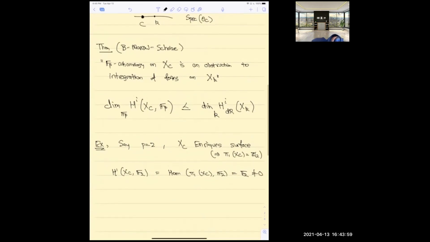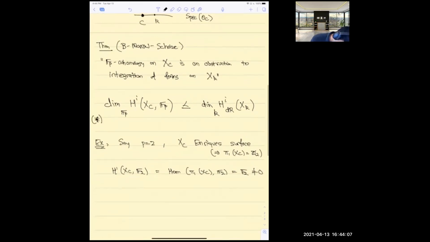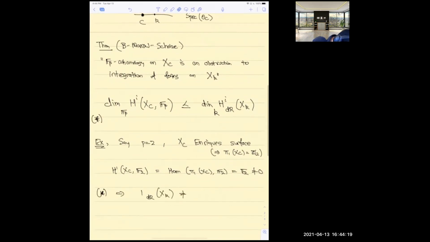And so this inequality over here, which I want to call star just for ease of reference. Sorry, I should have done that earlier. This inequality tells me that in characteristic p, so in characteristic 2 more precisely, the de Rham cohomology H1 of my Enriques surface has to be non-zero, just because the left-hand side is non-zero, the right-hand side is non-zero.